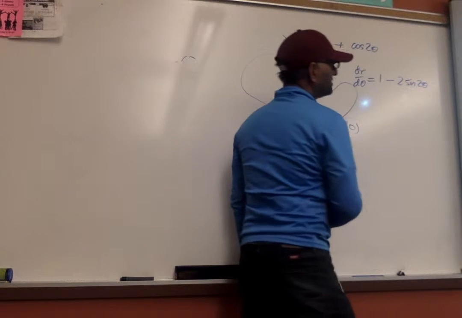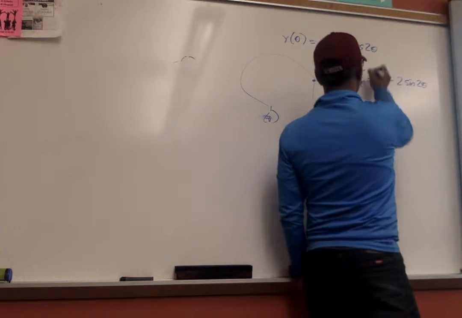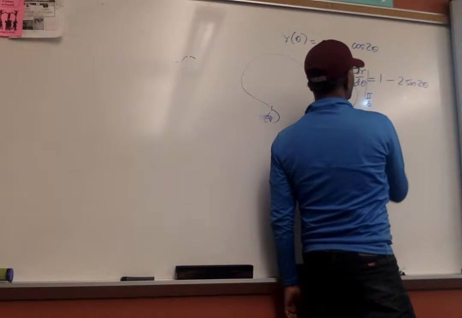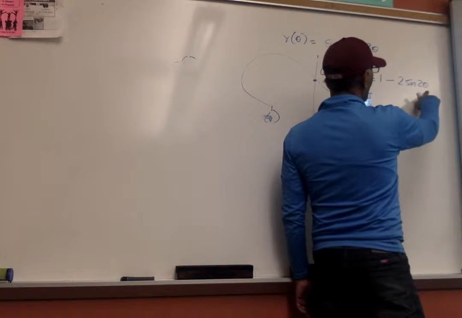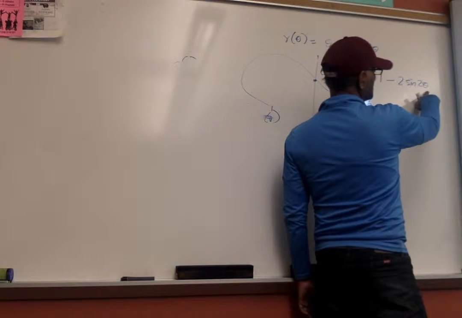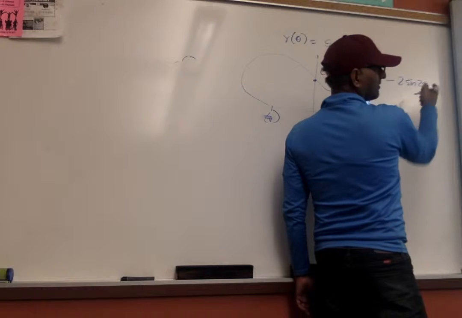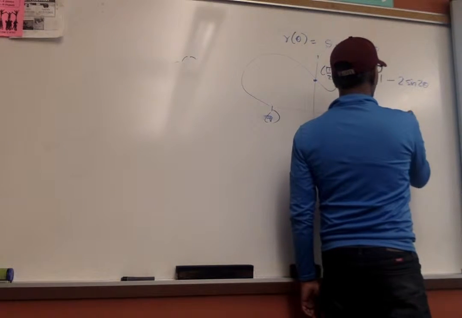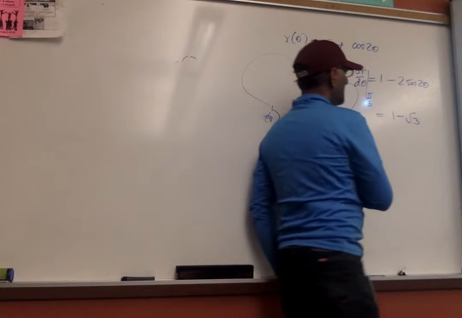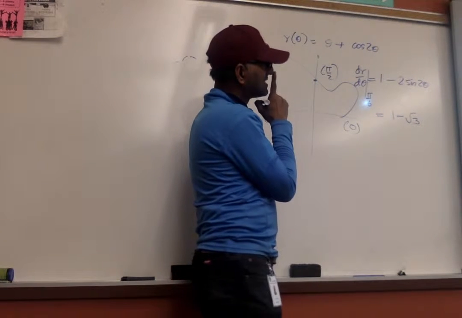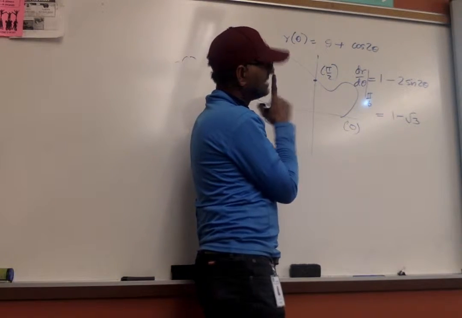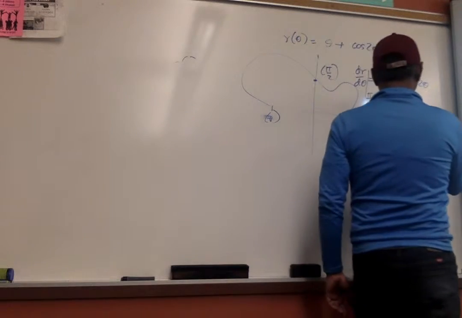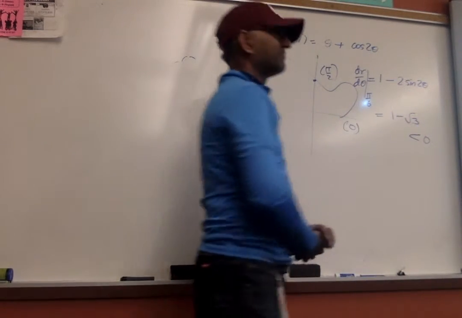Is that clear? And should I plug in pi over 6? I'm using calculus notation at pi over 6. So it's 2 times pi over 6, which is pi over 3. Sine of pi over 3, sine of 60, is radical 3 over 2. Long story short, that's what it is. And that number is negative. Okay. Now, put your pencils down so we can talk about it.